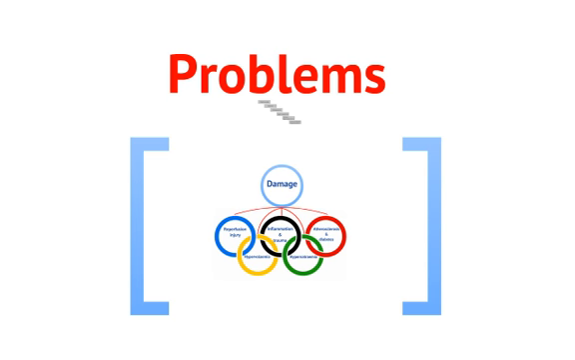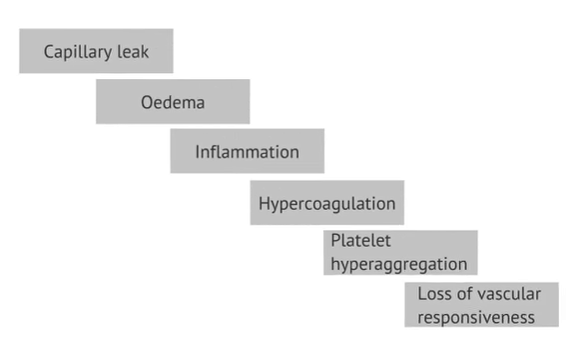When the glycocalyx is damaged, it of course results in significant problems. And we can see from this list that the problems caused result in the type of patient that we often see lying in our ICUs.